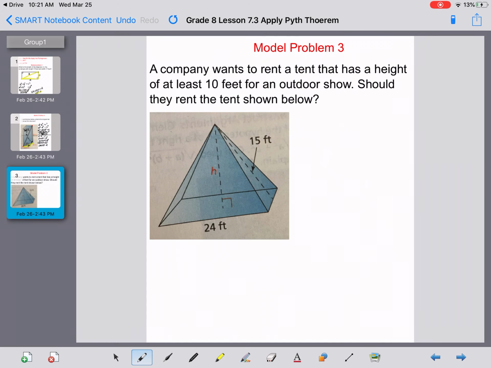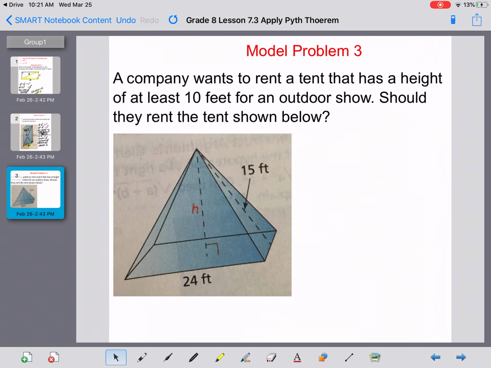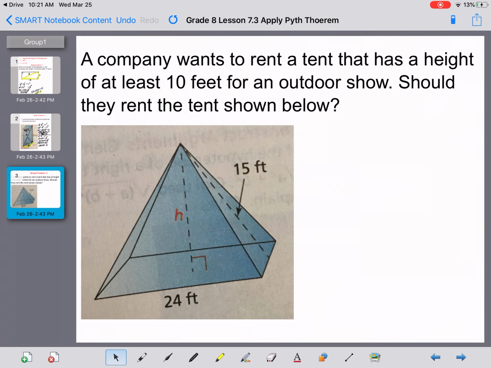And the last problem. A company wants to rent a tent that has a height of at least 10 feet for an outdoor show. Should they rent the tent shown below? Take a second to copy down the question and a quick sketch of the diagram.